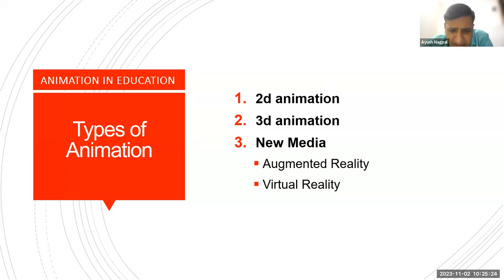So augmented reality is when, we must all be using Instagram. There are all those filters that kids are using these days with Instagram. They use augmented reality. And virtual reality is when we see something completely 360 degree, where we can move inside a world where there's no screen in front of us. It's a screen all around us. That is 3D virtual reality.